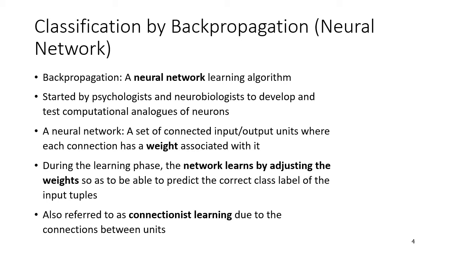What we expect from the network is that when we apply a certain input, it should provide the correct output. For providing the correct output, we require adjustment of weights, which is done by the neural network. It is also referred to as connectionist learning due to the connections between the units.